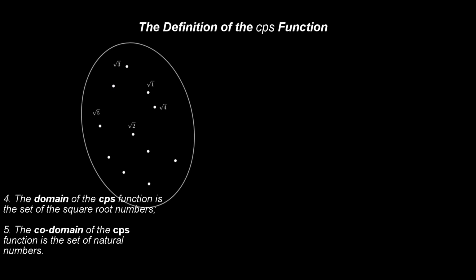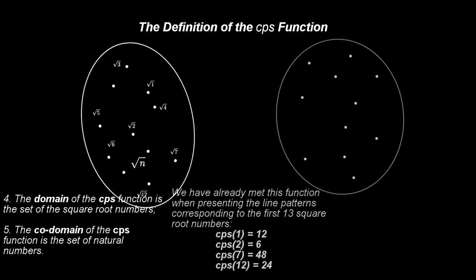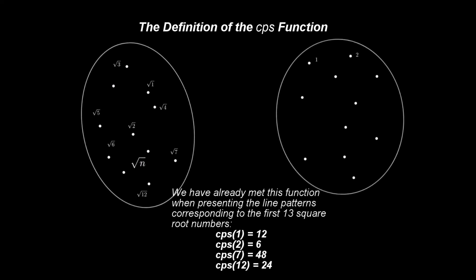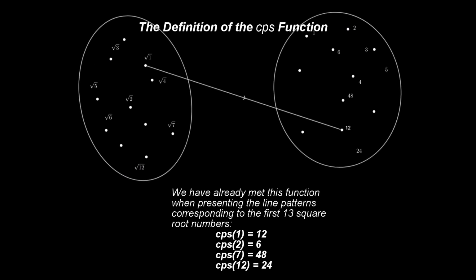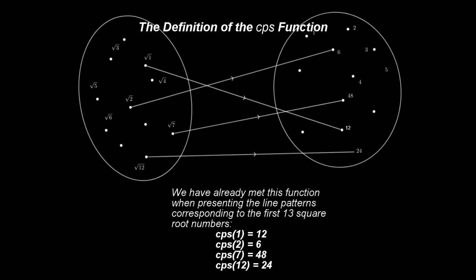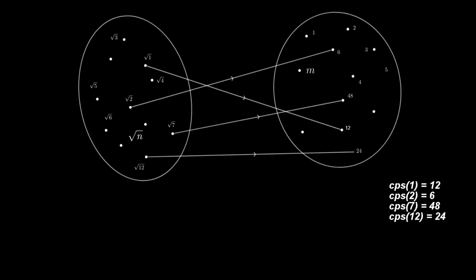4. The domain of the CPS function is the set of the square root numbers. 5. The codomain of the CPS function is the set of natural numbers. Indirectly, we have already met this function when presenting the line patterns corresponding to the first 13 square root numbers. From there, one can easily see, for example, that CPS of 1 is equal with 12. CPS of square root of 2 is equal with 6. CPS of square root of 7 is 48, and CPS of square root of 12 is 24.